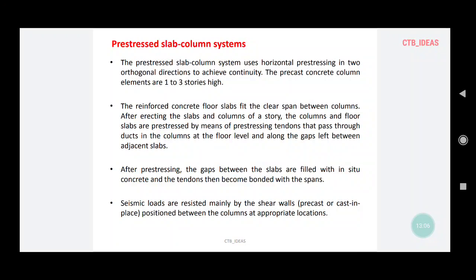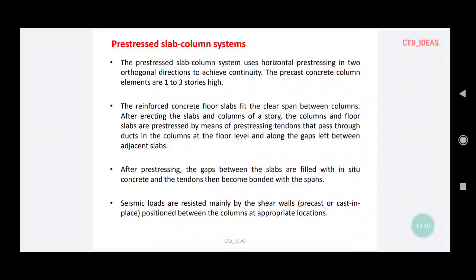The pre-stressed slab column system uses horizontal pre-stressing in 2 orthogonal directions to achieve continuity. The precast concrete column elements are 1 to 3 stories high. So you have concrete columns, 1 to 3 stories high, and then they have a cavity at the base of the column. Base in the sense where the floor or the roof is supposed to get attached or joined. So there you have a cavity.